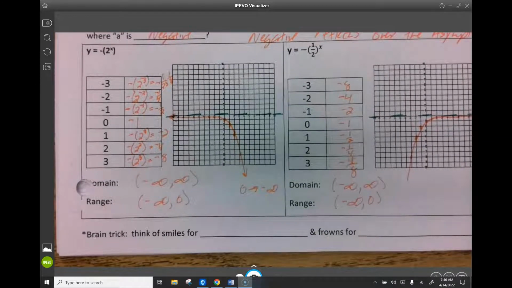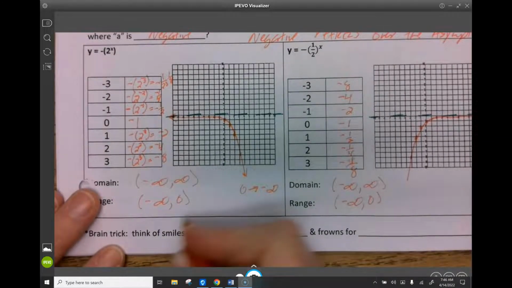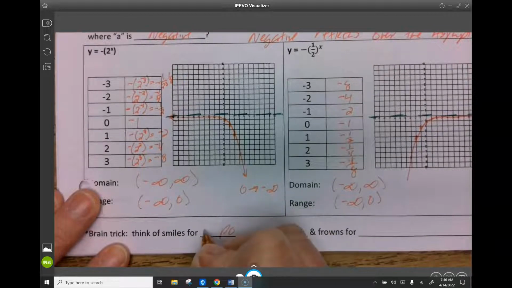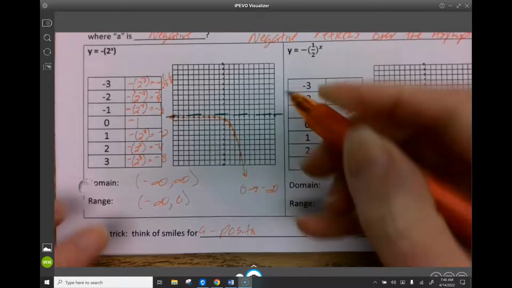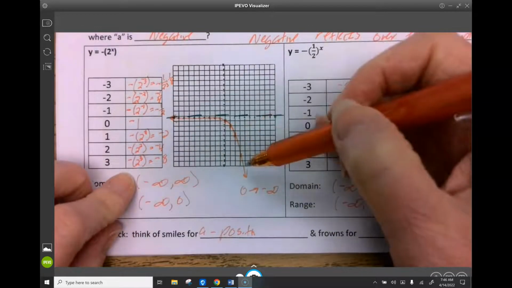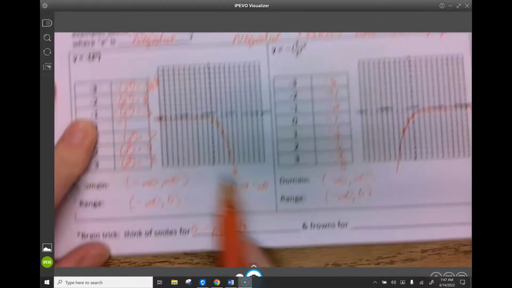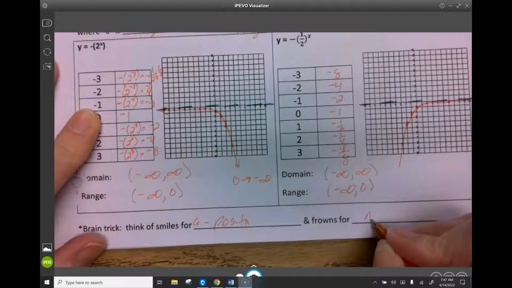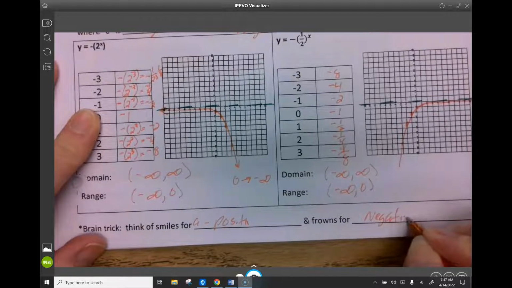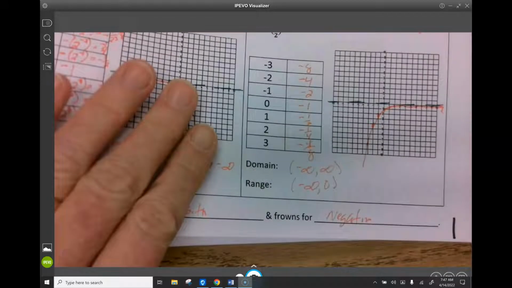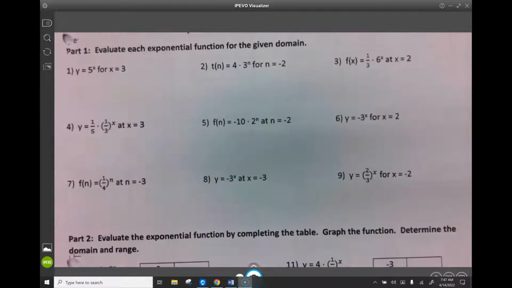Okay, and that same brain trick we've talked about, if it's positive, if it smiles, then A is positive. Okay, this is kind of a crooked smile as far as I'm concerned. So crooked frown, crooked smile, crooked frown. Okay, and this is going to be negative. Okay, good. Let's look at homework.